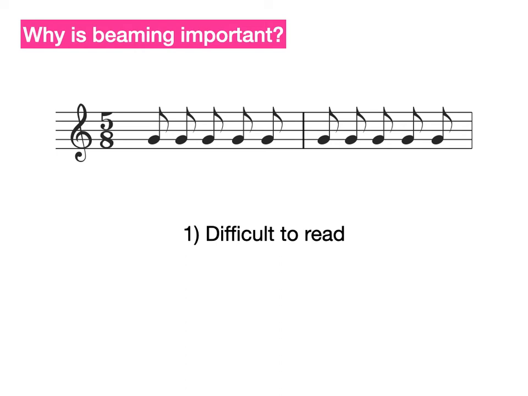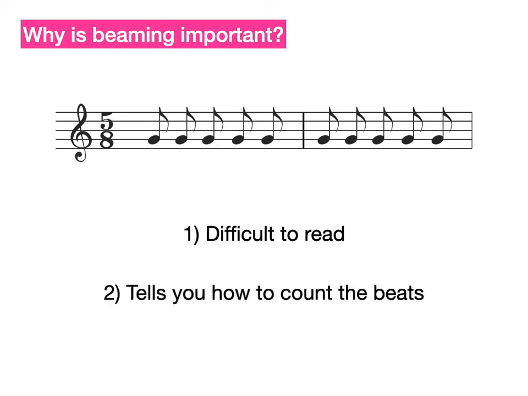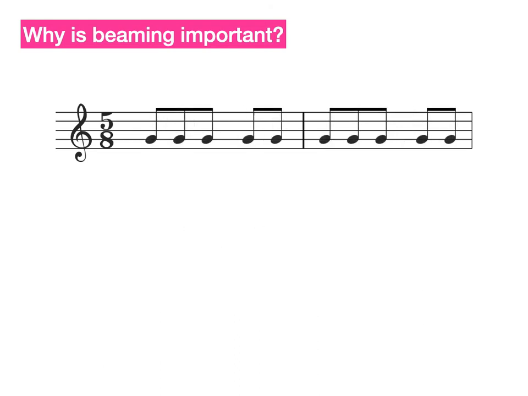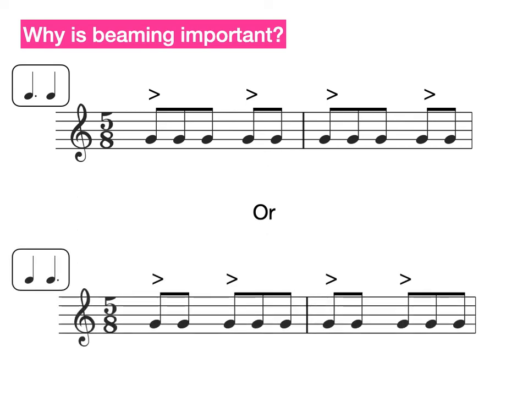If we beam the notes, this will tell you how to count the beats. So let's beam them. There we go. We've beamed them as dotted crotchet followed by crotchet. But again, this could also be written this way. Crotchet followed by dotted crotchet.